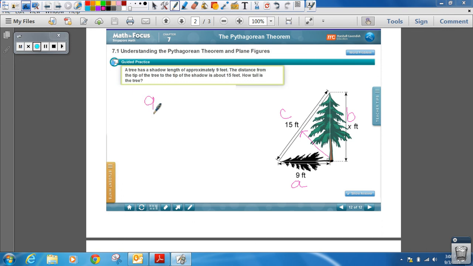So a I put as 9, which is 9 squared, plus b squared equals c squared of 15 squared. I end up with b squared equals 15 squared minus 9 squared, which gives me 144. The opposite of squaring something is to take the square root. So I end up with b equals 12. So over here, if I look, it's in feet. So I need to make sure I put my label on there of 12 feet.